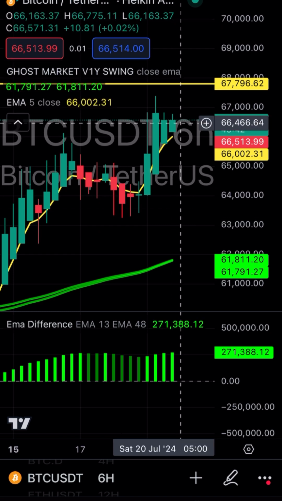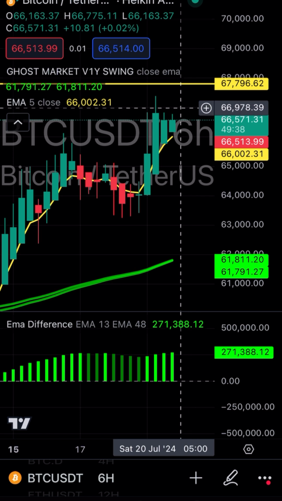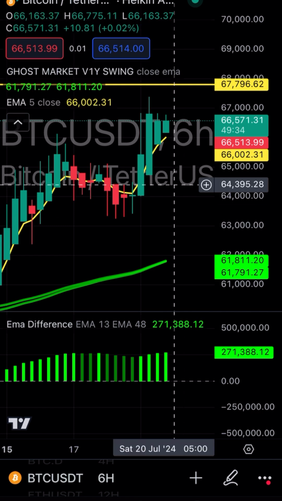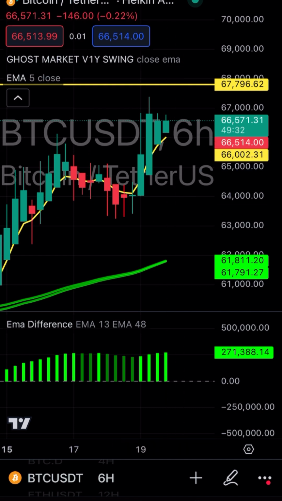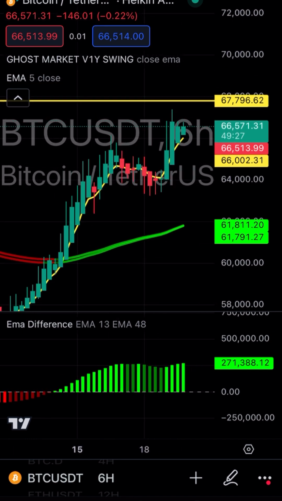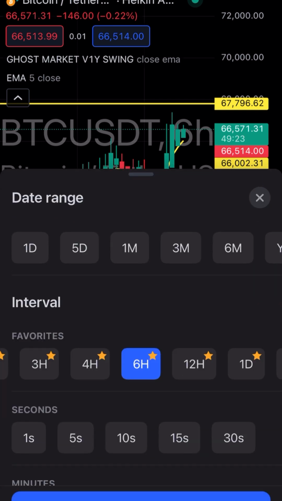Which direction you want to focus on right now is down, because it's rejecting the 67,000 line there. Right now, because the candles are weaker, the direction is down. So just get a good general idea of what direction you want to go. And the next thing you want to do is go to a smaller time frame.